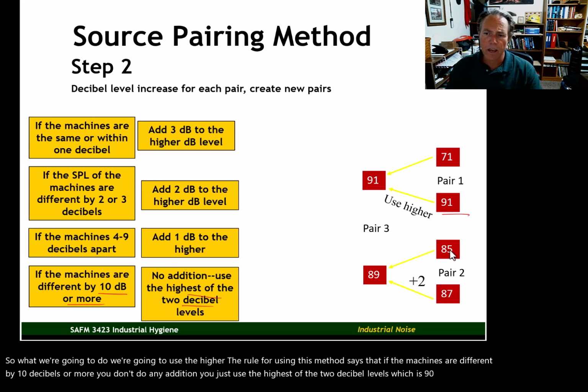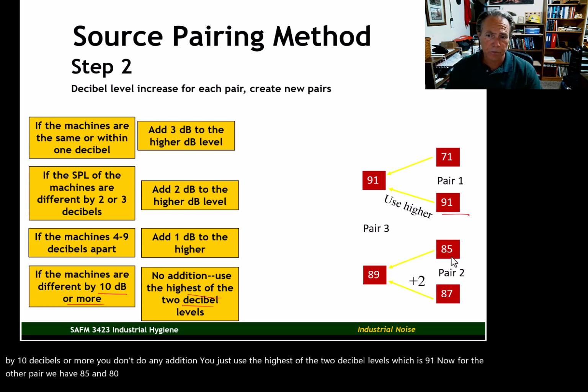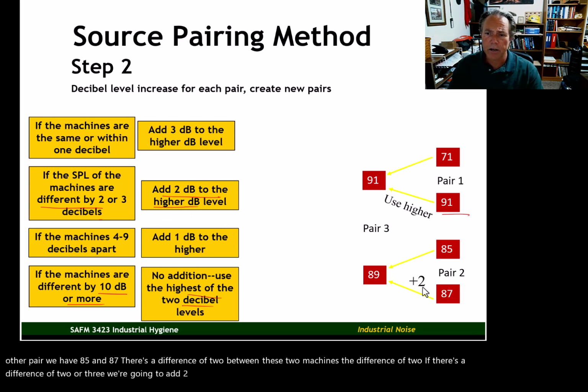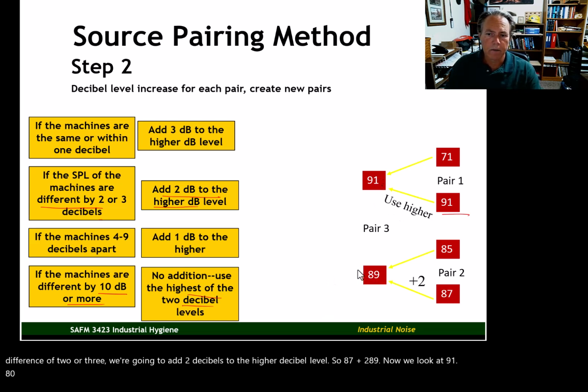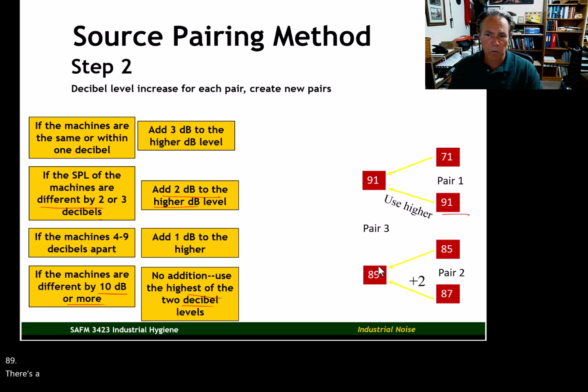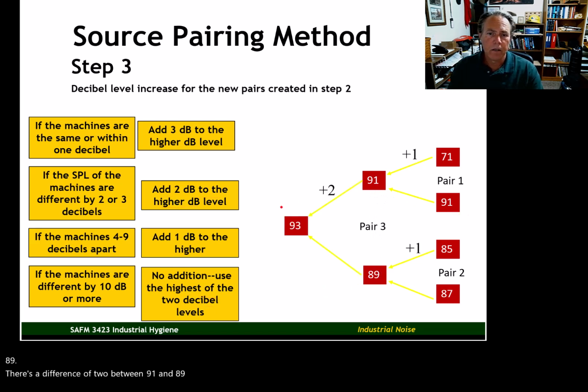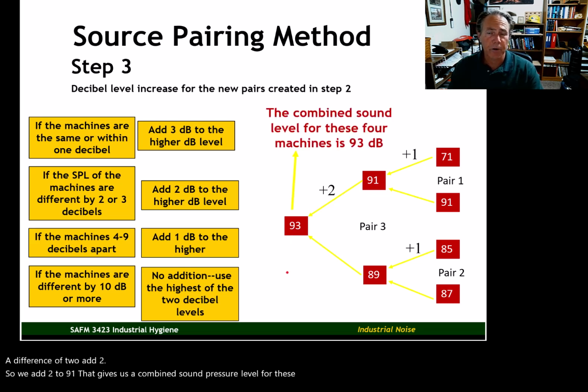Now for the other pair, we have 85 and 87. There's a difference of 2 between these 2 machines. If there's a difference of 2 or 3, we're going to add 2 decibels to the higher decibel level. So 87 plus 2, 89. Now we look at 91 and 89. There's a difference of 2 between 91 and 89 also. A difference of 2, add 2. So we add 2 to 91. That gives us a combined sound pressure level for these 4 machines of 93 decibels.